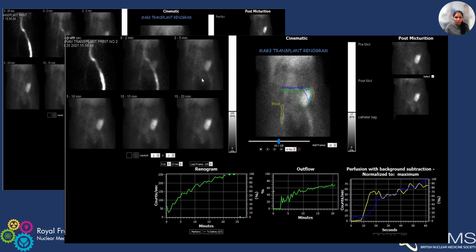There was good perfusion to the left iliac fossa renal transplant. There was progressive accumulation of activity in keeping with severe acute tubular necrosis. No evidence for tracer excretion or urine production.